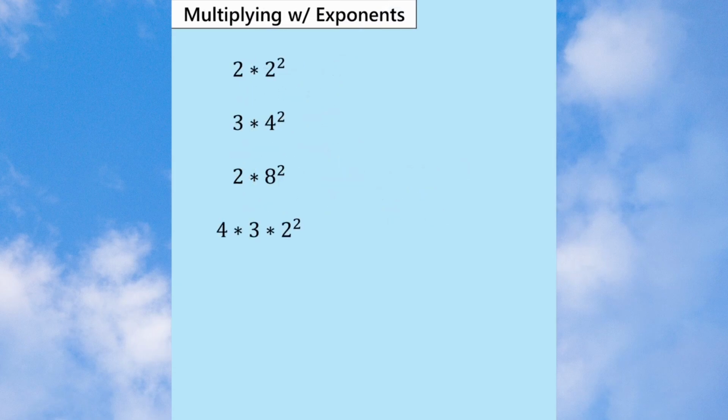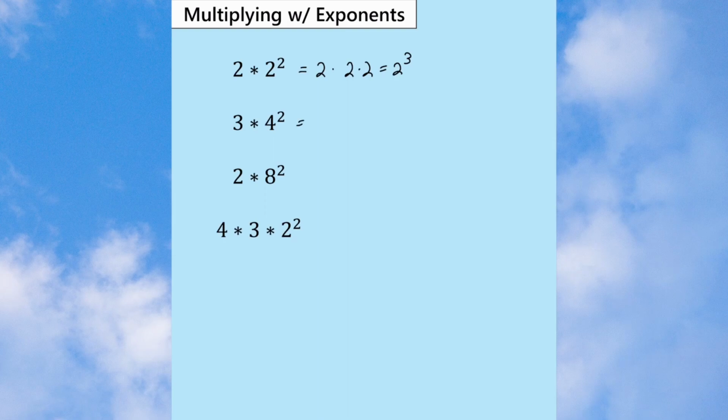So how do we multiply with exponents then? Well, if we have 2 times 2 to the 2, we know this is the same thing as saying 2 times 2 times 2, because the 2 to the 2 is the same thing as saying 2 times 2. So thus we have 2 to the 3, since we were multiplying 2 by itself 3 times.